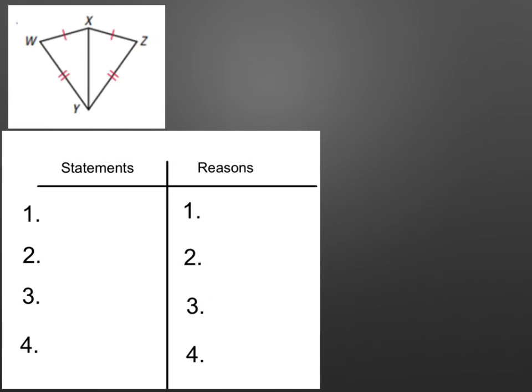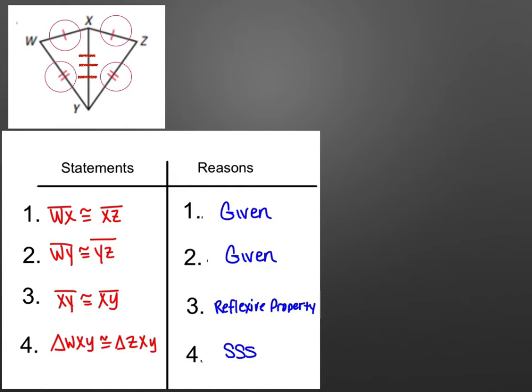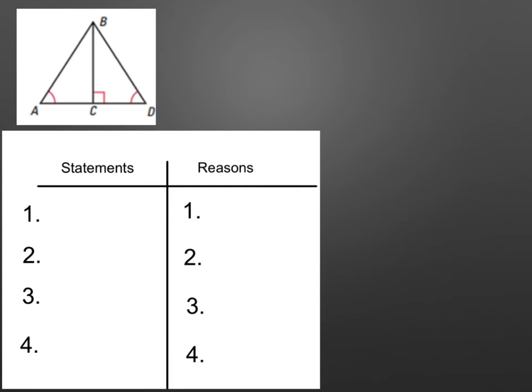In the next example, side WX is marked congruent to side XZ. That would be given. Side WY is marked congruent to side YZ. That would be given. XY is congruent to XY by the reflexive property, so the triangles are congruent by side, side, side. In this example, angle A is going to be congruent to angle D because they're marked given.